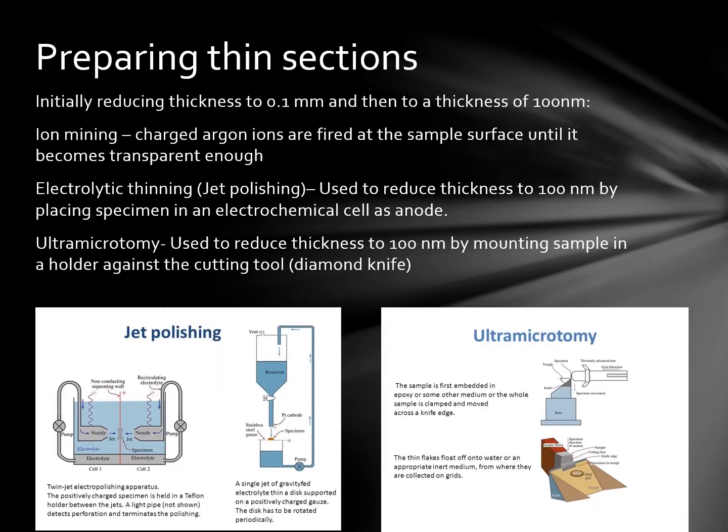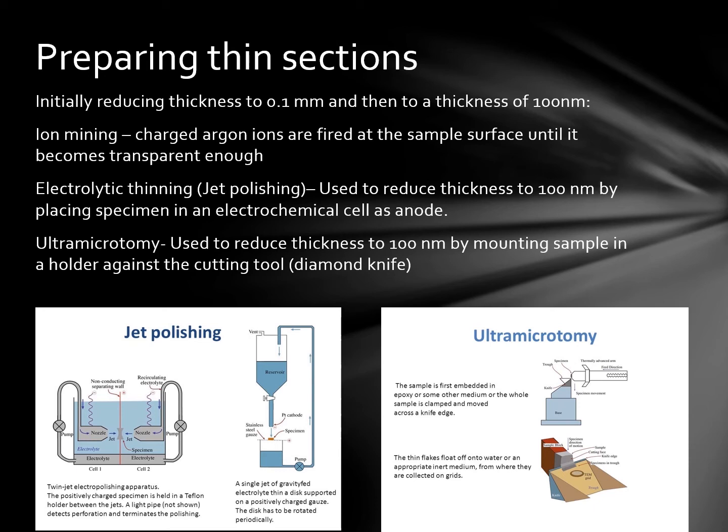So earlier we spoke of sectioning and preparing thin sections, and here we discuss it in more detail. There are a few methods available, but the most popular will be ultramicrotome. But there are also other things such as ion milling and electrolytic thinning. In ion milling, charged argon ions are fired at the sample surface until it becomes transparent enough. Electrolytic thinning, also known as jet polishing, is used to reduce thickness to 100 nanometers by placing the specimen in an electrochemical cell as an anode.